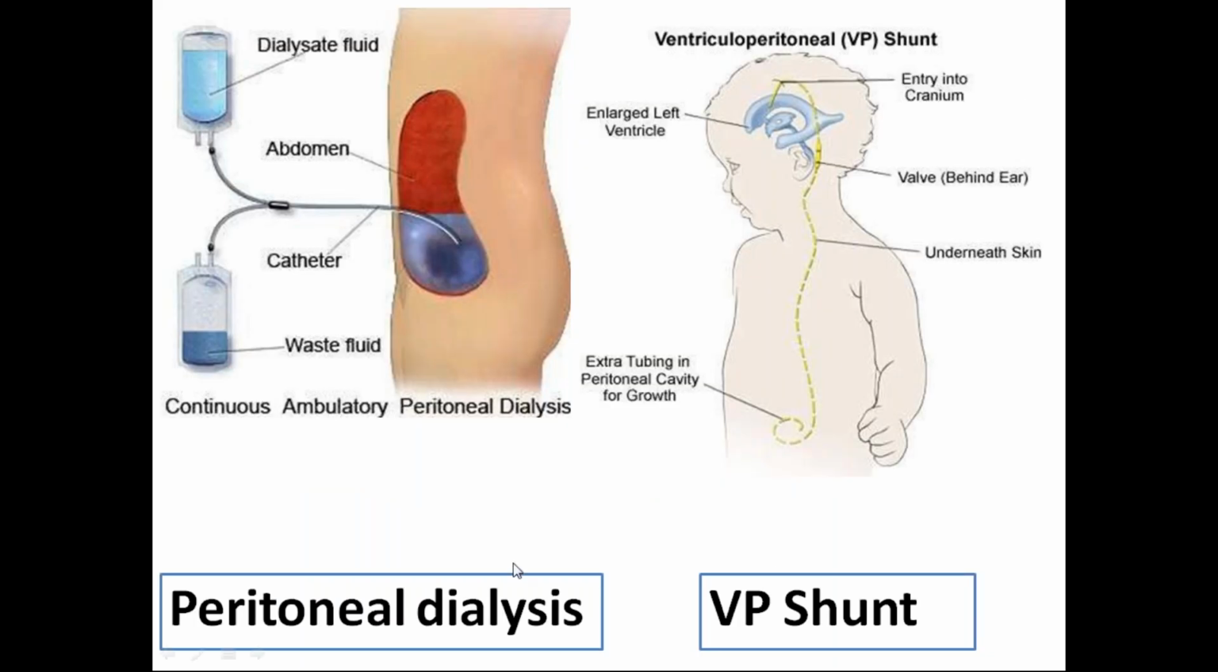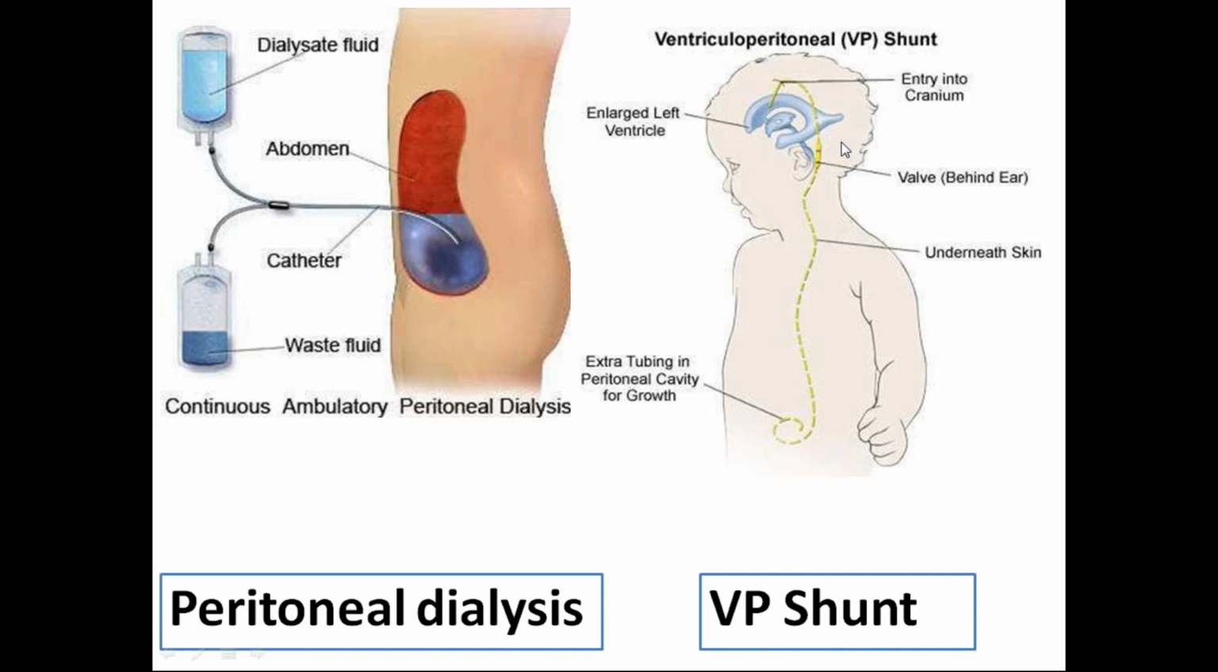So the peritoneum, we can actually use for peritoneal dialysis. And for the accumulation of CSF in the ventricles of the brain, a ventriculoperitoneal shunt can be done, and the fluid will be evacuated into the peritoneal cavity. So this shunt is called a ventriculoperitoneal shunt. This is done for hydrocephalus cases.